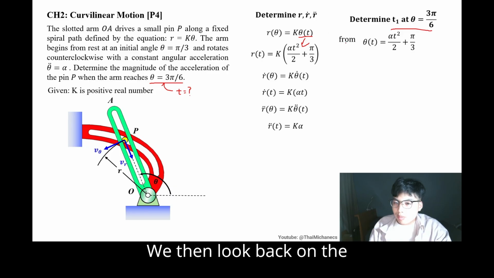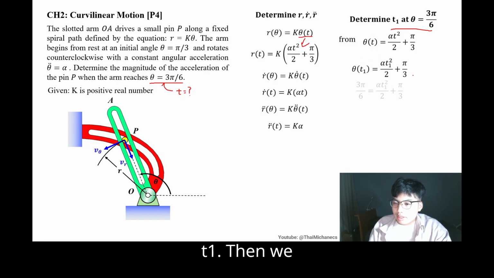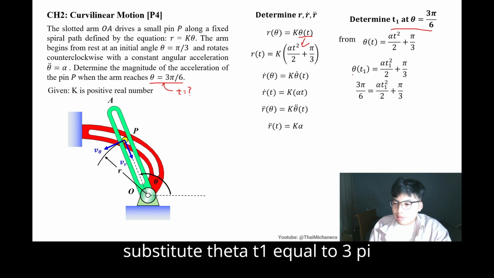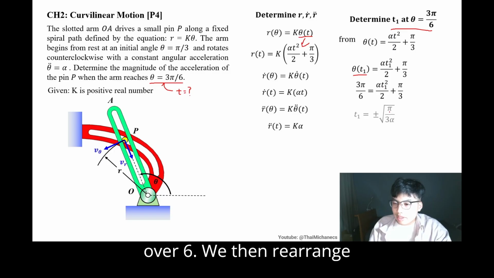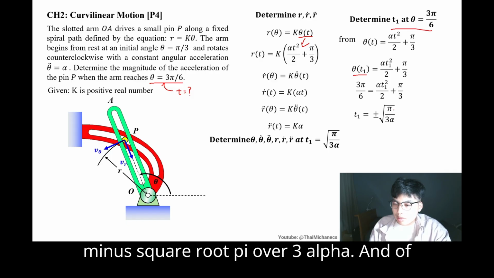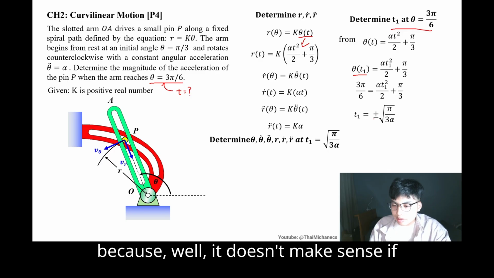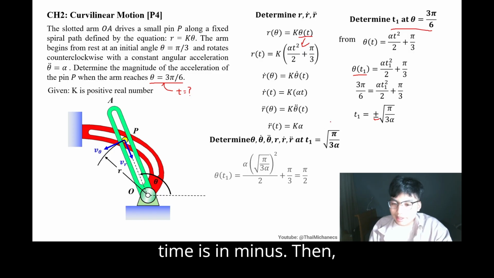We look back at the theta function of time. Then we substitute t equal to t1, and theta at t1 equal to 3 pi over 6. We then rearrange the equation and get t1 equal to plus or minus the square root of pi over 3 alpha. Of course, we will not use the minus here because it doesn't make sense for time to be negative.